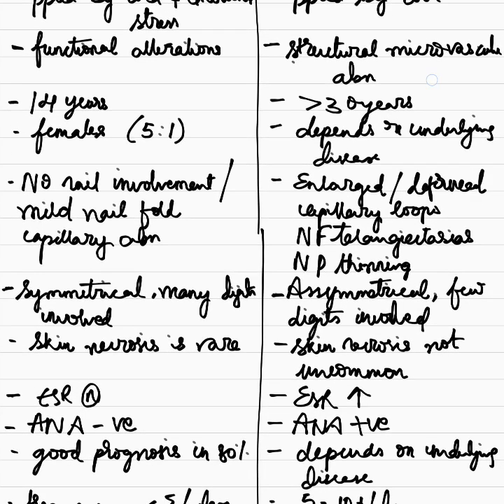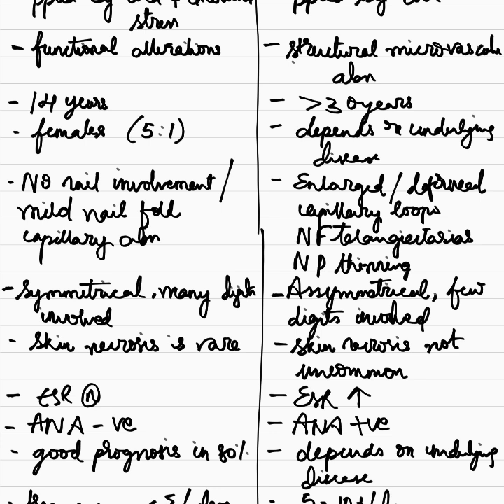The nail involvement is symmetrical and many digits are involved in Raynaud's disease, whereas it is asymmetrical and only few digits are involved in secondary Raynaud's phenomenon. The skin necrosis is rare in primary Raynaud's phenomenon, whereas it is not uncommon, that is, it is commonly seen in secondary Raynaud's phenomenon. ESR is usually normal in Raynaud's disease, whereas it is elevated in secondary Raynaud's phenomenon since it occurs secondary to various diseases.